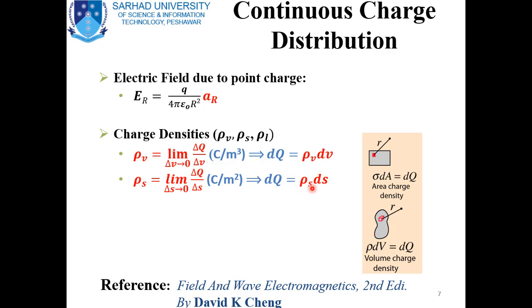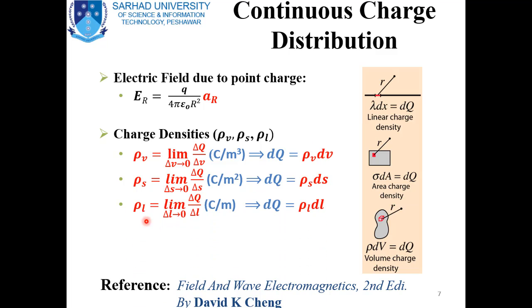s ds. And if the charge lies on a straight line, which is known as a linear distribution of charge, the charge element dq can be written as rho l dl. Here we write lambda dx, which represents the notation of a different book. But rho l is equal to delta q divided by delta l, and the unit is coulomb per meter, and the differential form of the charge in terms of linear charge density is dq equal to rho l dl.